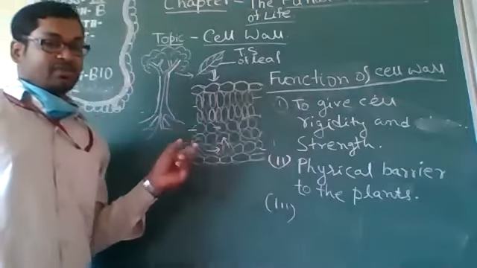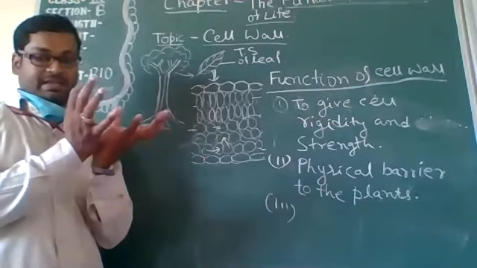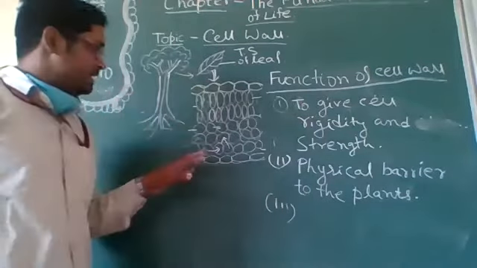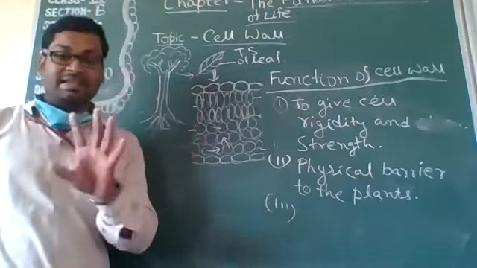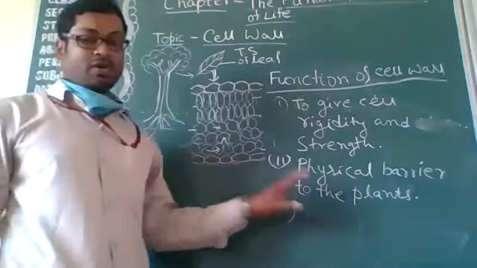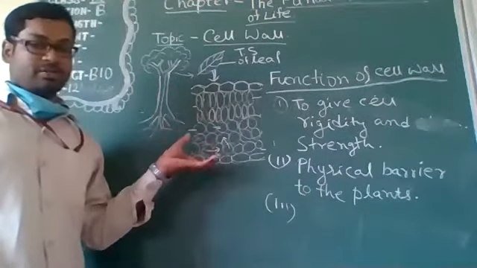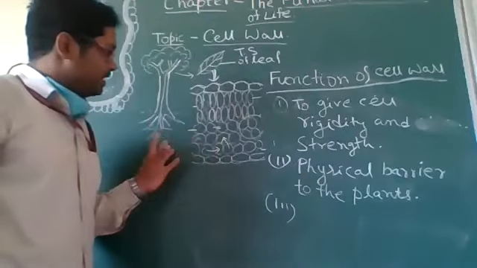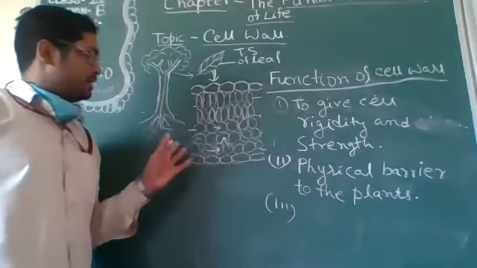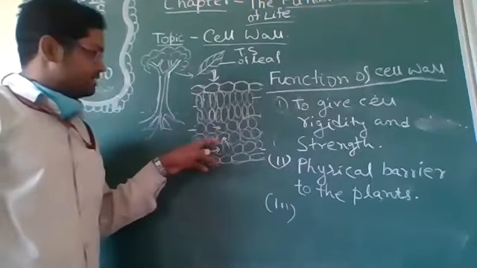So that means to prevent cell swelling. Swelling means excessive swelling. Okay, it prevents cell swelling and bursting as a result of osmotic pressure. Osmotic pressure means during the osmosis, when water molecules enter into the cell through the plasma membrane, then create pressure.